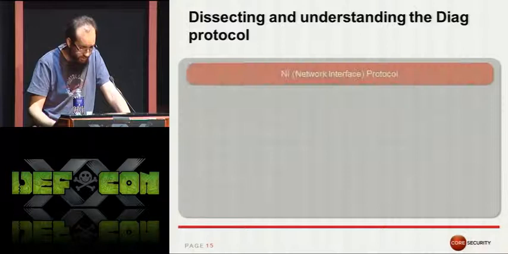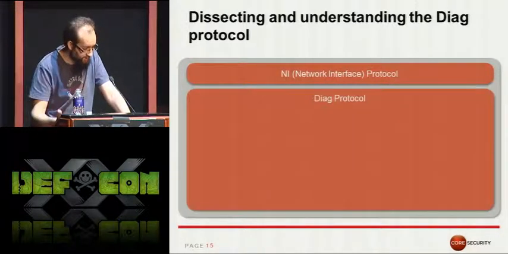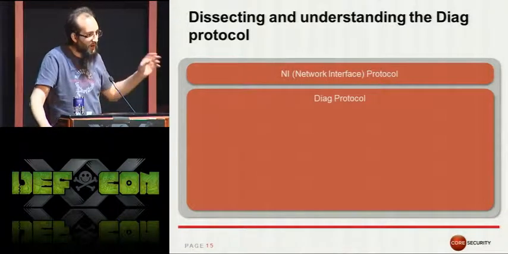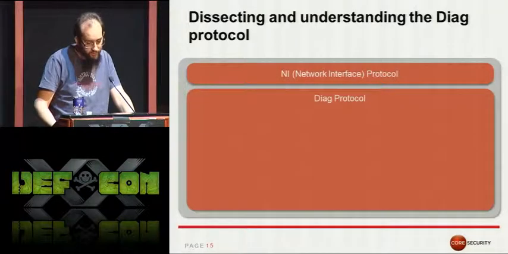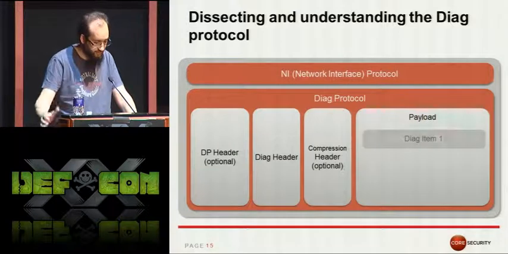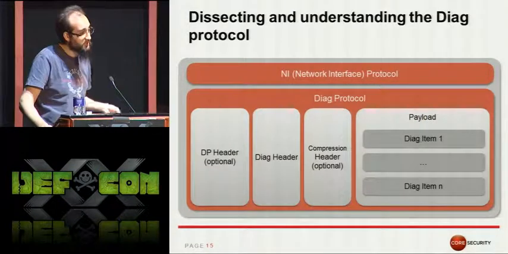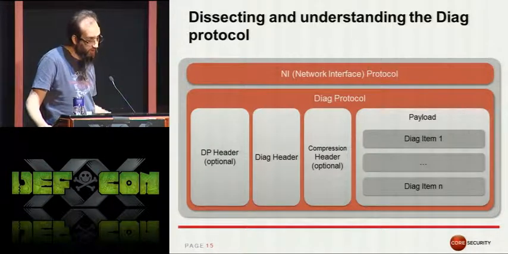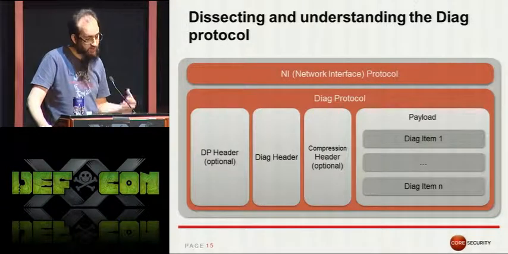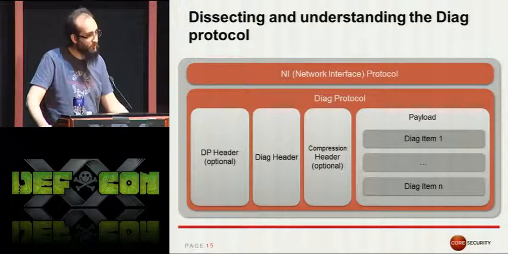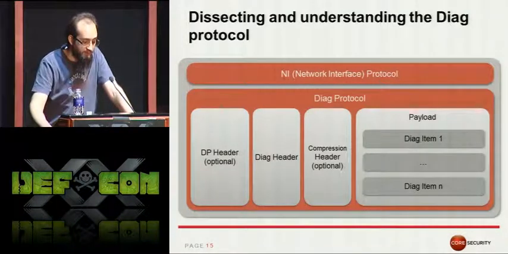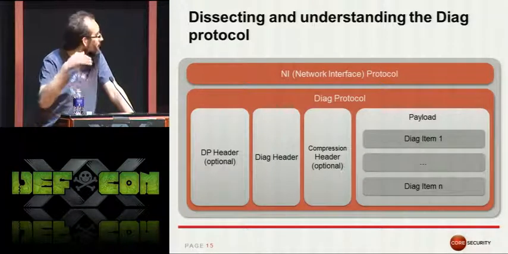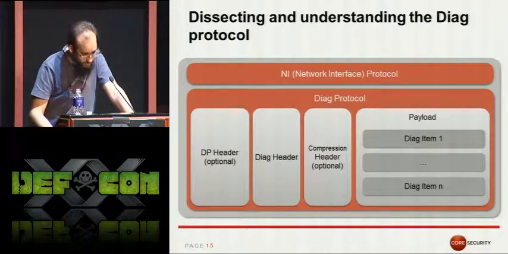So let's see what a regular DIAG packet looks like. First is the Network Interface Protocol, which is only a 4 bytes header that contains the length of the remaining payload. And the DIAG protocol is composed of different headers and the payload itself. There's one header that is optional and only used during the initialization, which is the DP header. Then you have the DIAG header, which carries information about the communication. The compression header, which is also optional and only present when the payload is compressed. And the payload itself, which is the part that carries all the relevant information, all the screen data, et cetera. And it's composed of a variable number of different items. So let's start with each one.